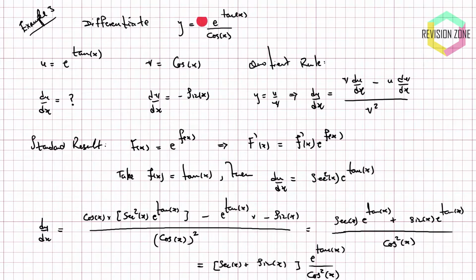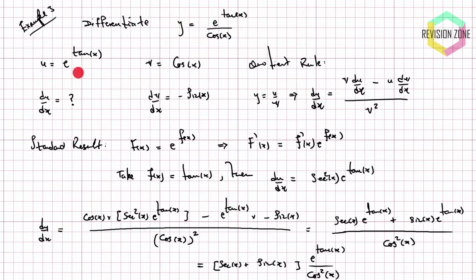Because I have a quotient overall, I'm going to have to use the quotient rule, but obviously my u has to be the numerator and my v has to be the denominator. Now, I've got to differentiate both of these, and we can differentiate the v, that's no problem. Cos just differentiates to give us minus sine, that's a fairly standard result.